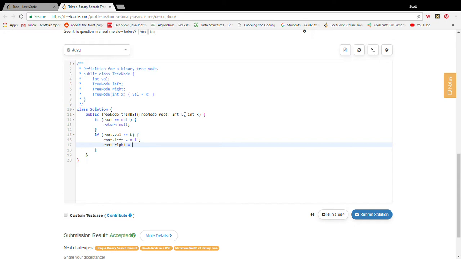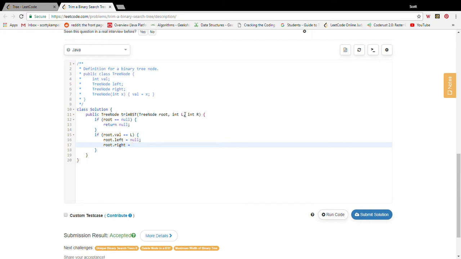We can't just set it equal to its current right, because there may be values in that right subtree that, since everything to the right is greater than L, won't be less, they won't be in the lower part of our bound. That would break it, but they could be greater than R. So we need to trim the right subtree as well.